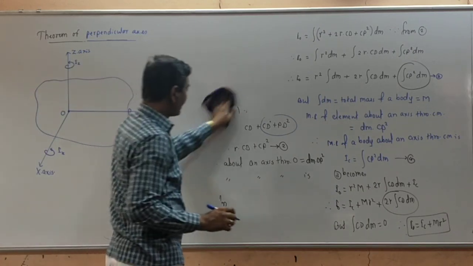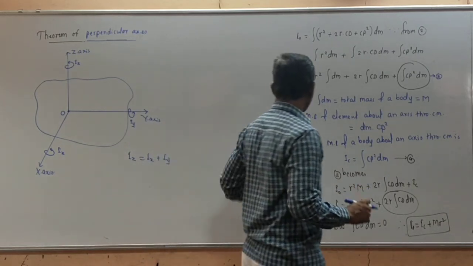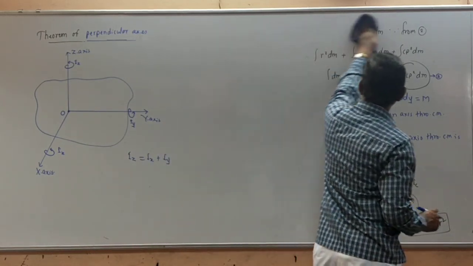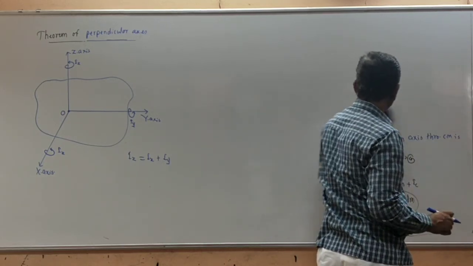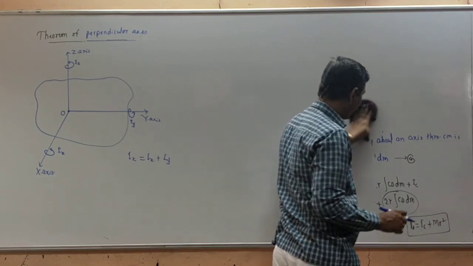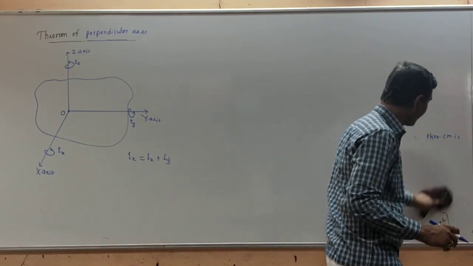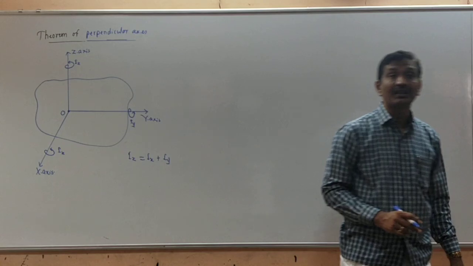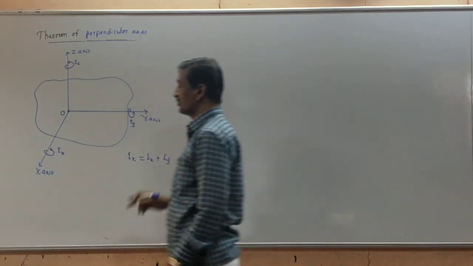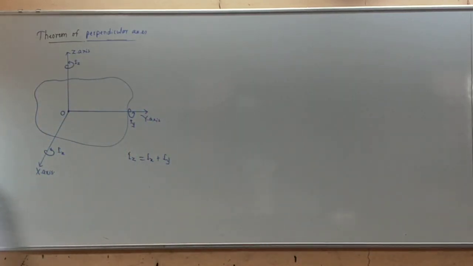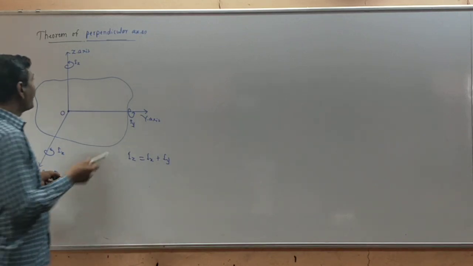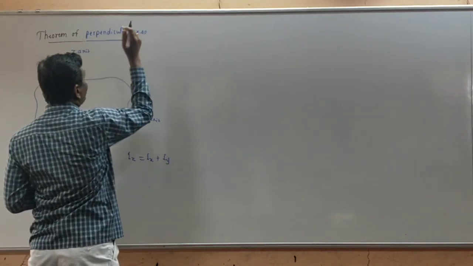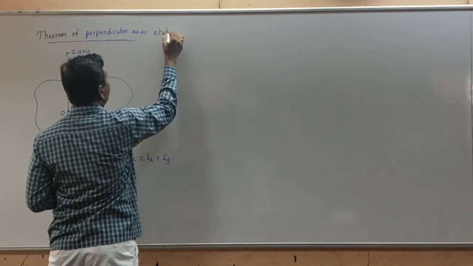So how to read this statement? What are Ix and Iy? The x-axis and y-axis are in the plane of the figure and are perpendicular to each other, while the z-axis is perpendicular to the plane of the figure and passes through the point at which the x and y axes meet each other. So how to read this statement? Iz is equal to Ix plus Iy.